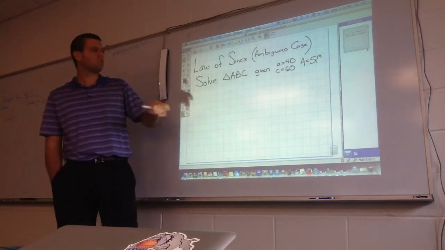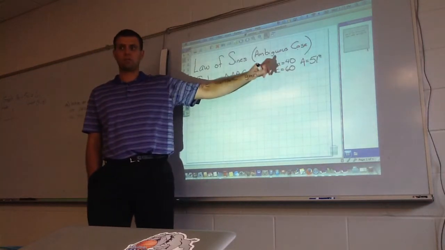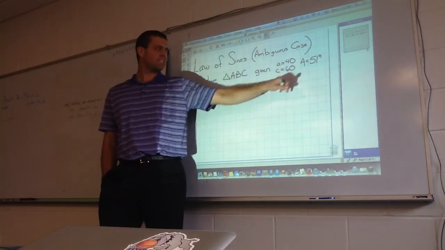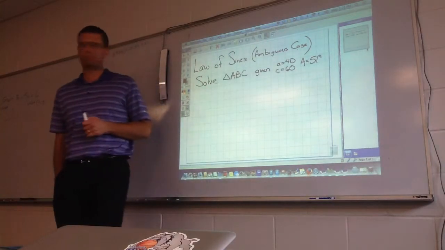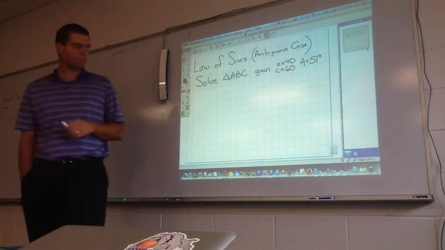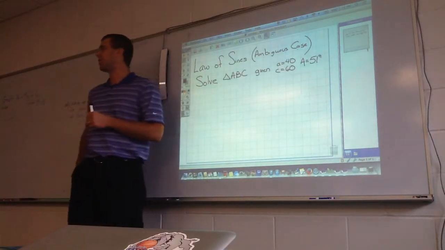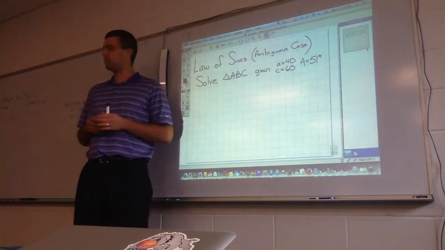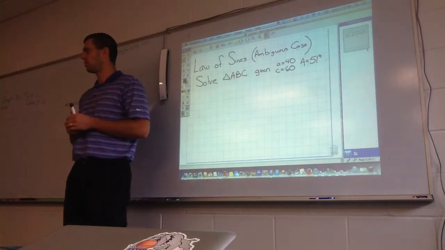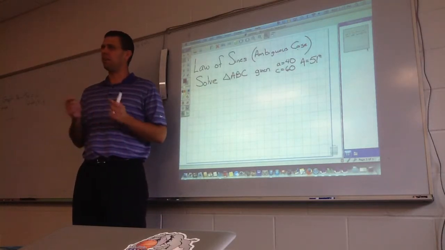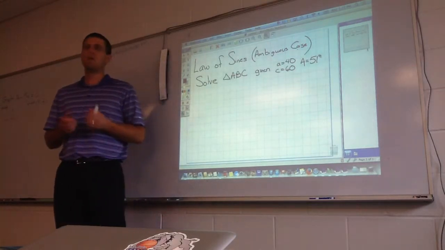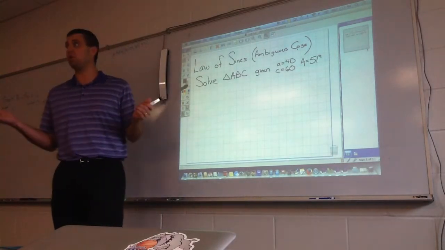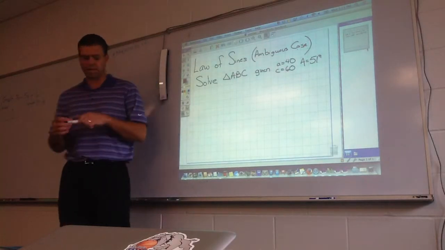So, here's one. This one will have two, I'll just tell you. Alright? So save a lot of space. Side A is 40, side C is 60, and angle A is 51 degrees. Okay. Notice you're given an angle, and you're given two sides. This is an instance where there could be more than one solution. So how do you know if there is? That's what I'm going to try and demonstrate here.